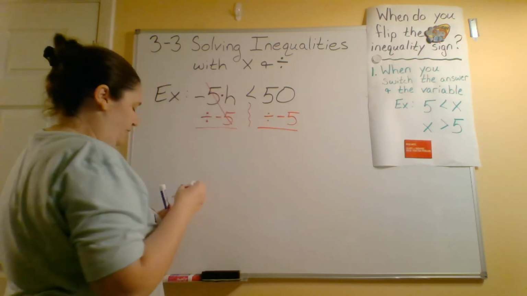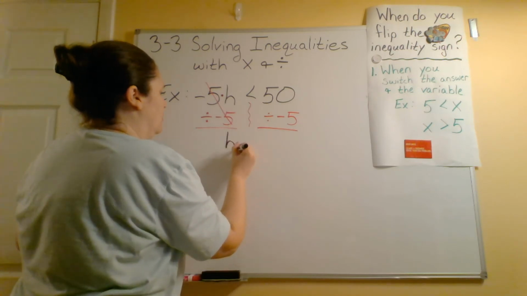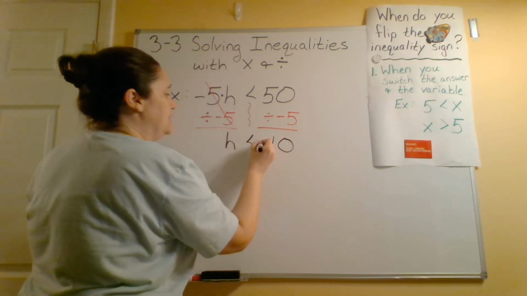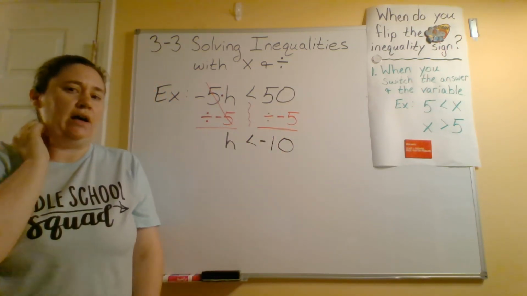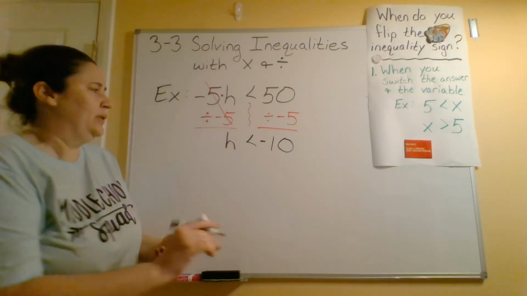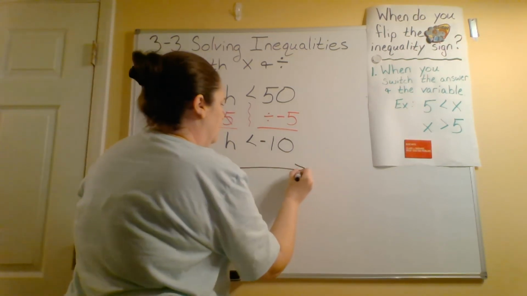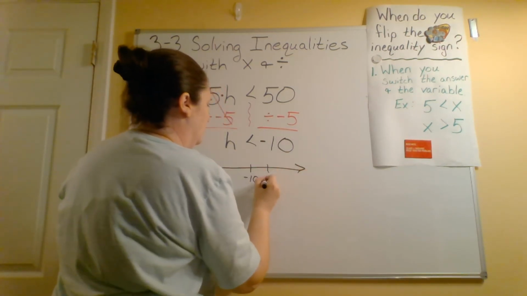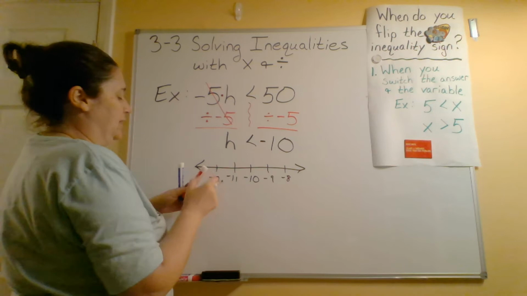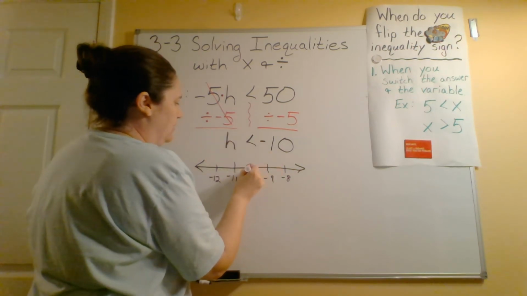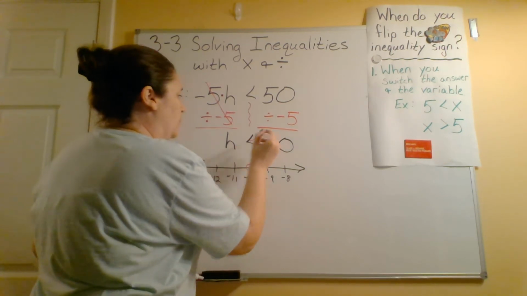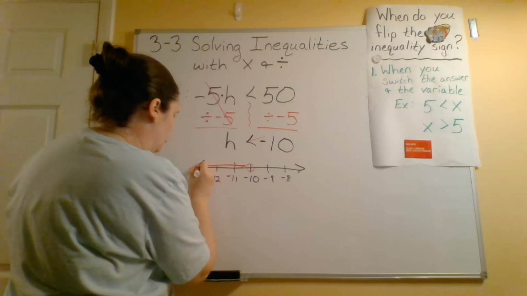The 5's cross off. We have H here. We have less than. 50 divided by 5 is 10. Different signs, negative. So that's the answer I got. Now, you remember I told you how we can check our answer? We can graph this. Let's graph it. Here's -10, -9, -8, -11, -12. We need an open circle on -10 because it's not equal to. So we want an open circle, and this is pointing to the left. So I'm going to draw it right here.